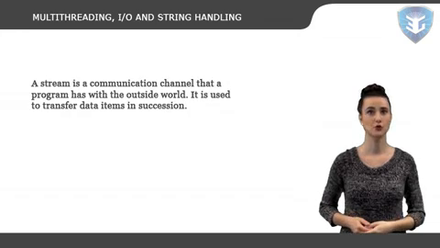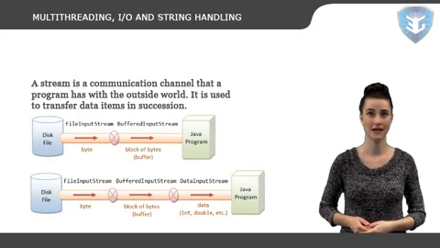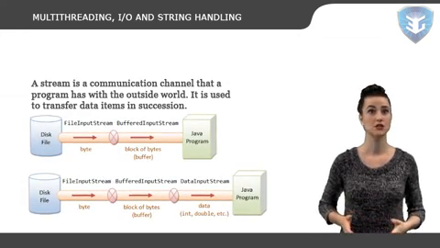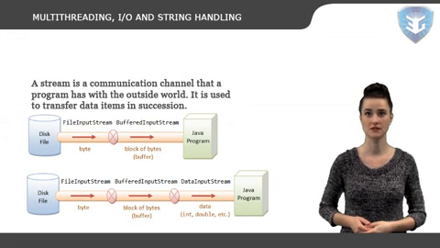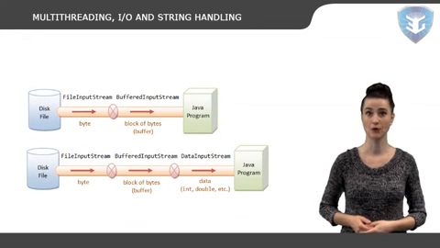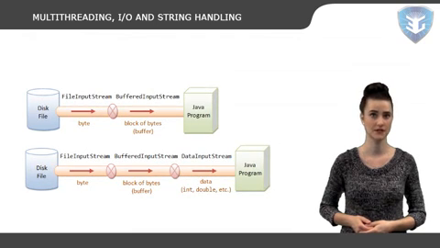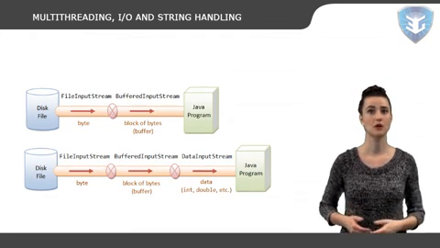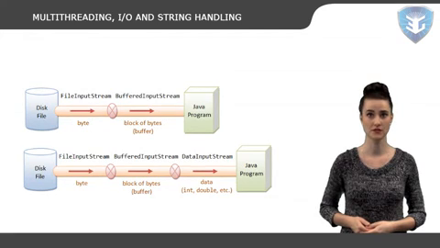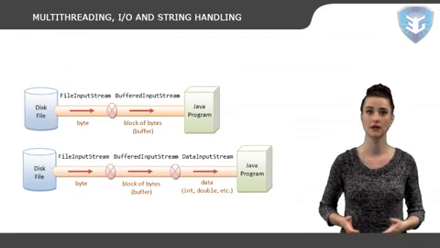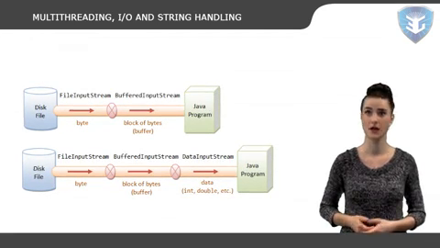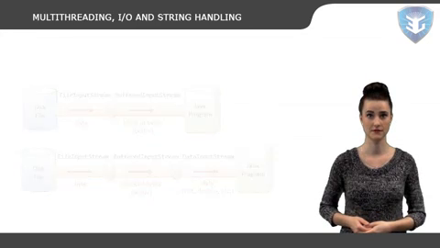A stream is a communication channel that a program has with the outside world. It is used to transfer data items in succession. An input-output I/O stream represents an input source or an output destination. A stream can represent many different kinds of sources and destinations, including disk files, devices, other programs, and memory arrays.